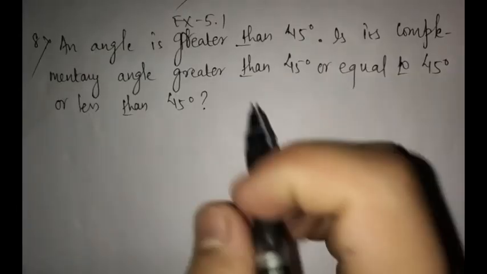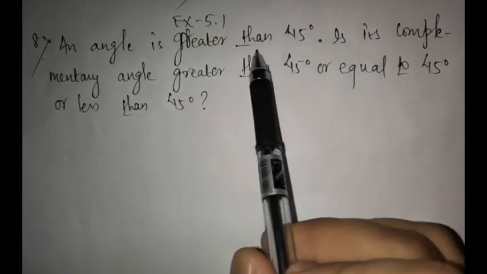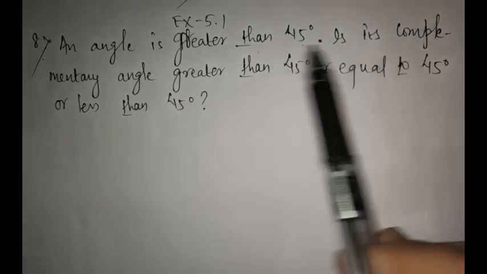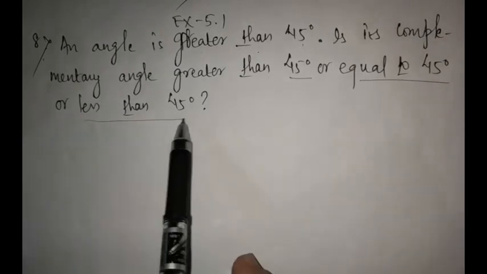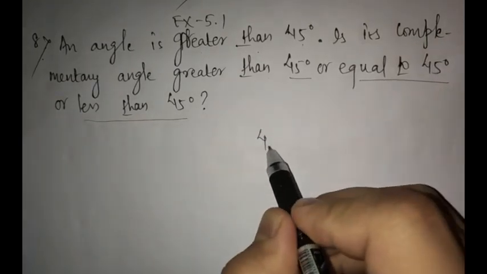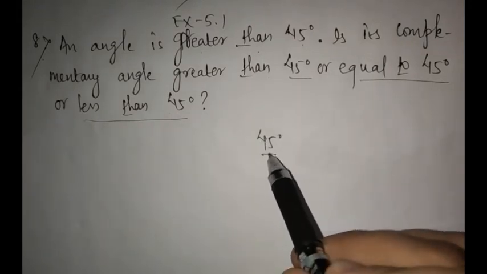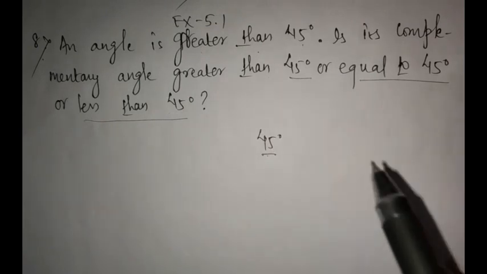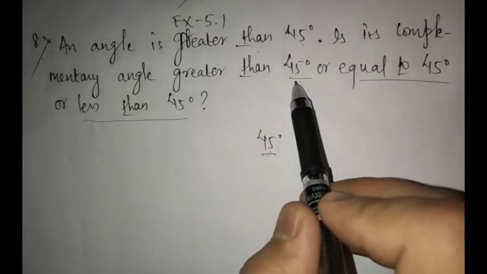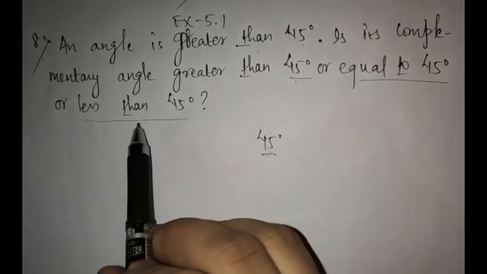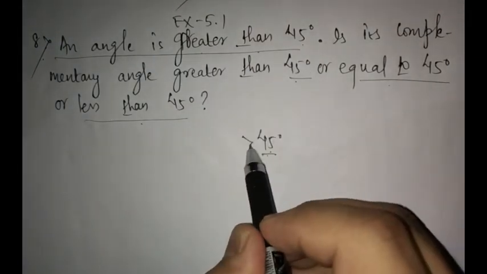Student, proceeding forward to question number 8 of exercise 5.1, we have an angle that is greater than 45 degrees. Is its complementary angle greater than 45 degrees, or equal to 45 degrees, or less than 45 degrees? So you have to verify whether the complement of this angle is greater than 45, or equal to 45, or less than 45. Okay, so the first condition given is that the angle is greater than 45.